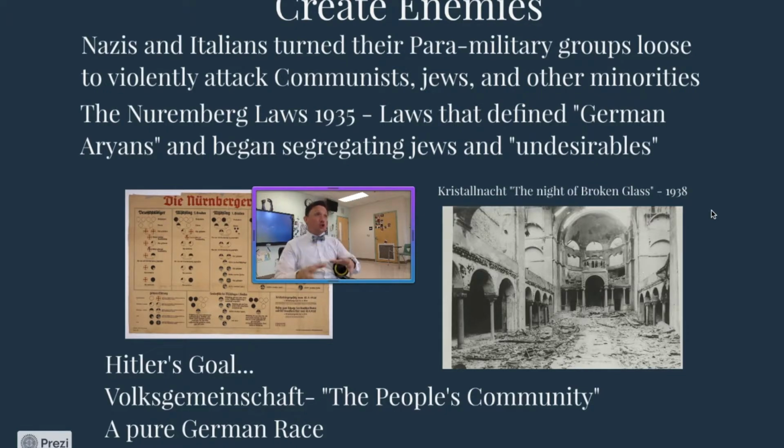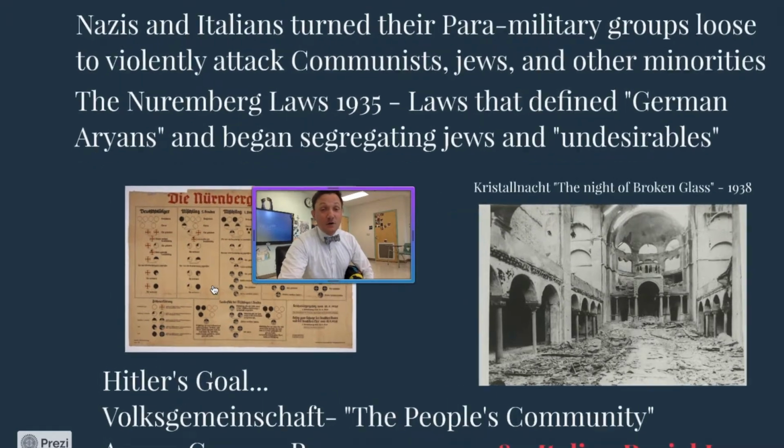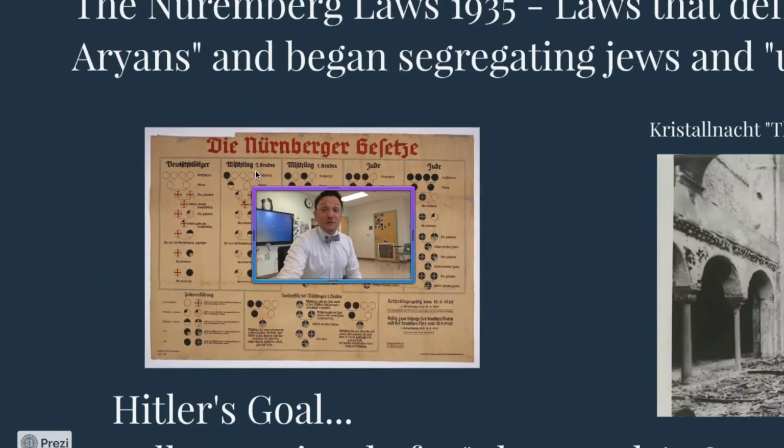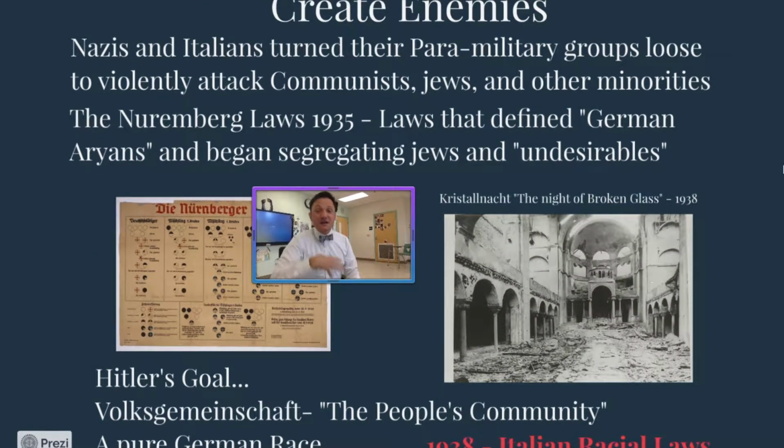So Hitler's goal in this entire thing when he's creating these enemies is a program that he called Volksgemeinschaft, right? Volksgemeinschaft means the people's community, which basically means he's trying to create a pure German race. This is seen in the Nuremberg identification charts, as well as the fact that Jewish people had to become registered within their cities, and that there was a list of German-approved names, trying to create an ultra-hyper-nationalist far-right movement, right?